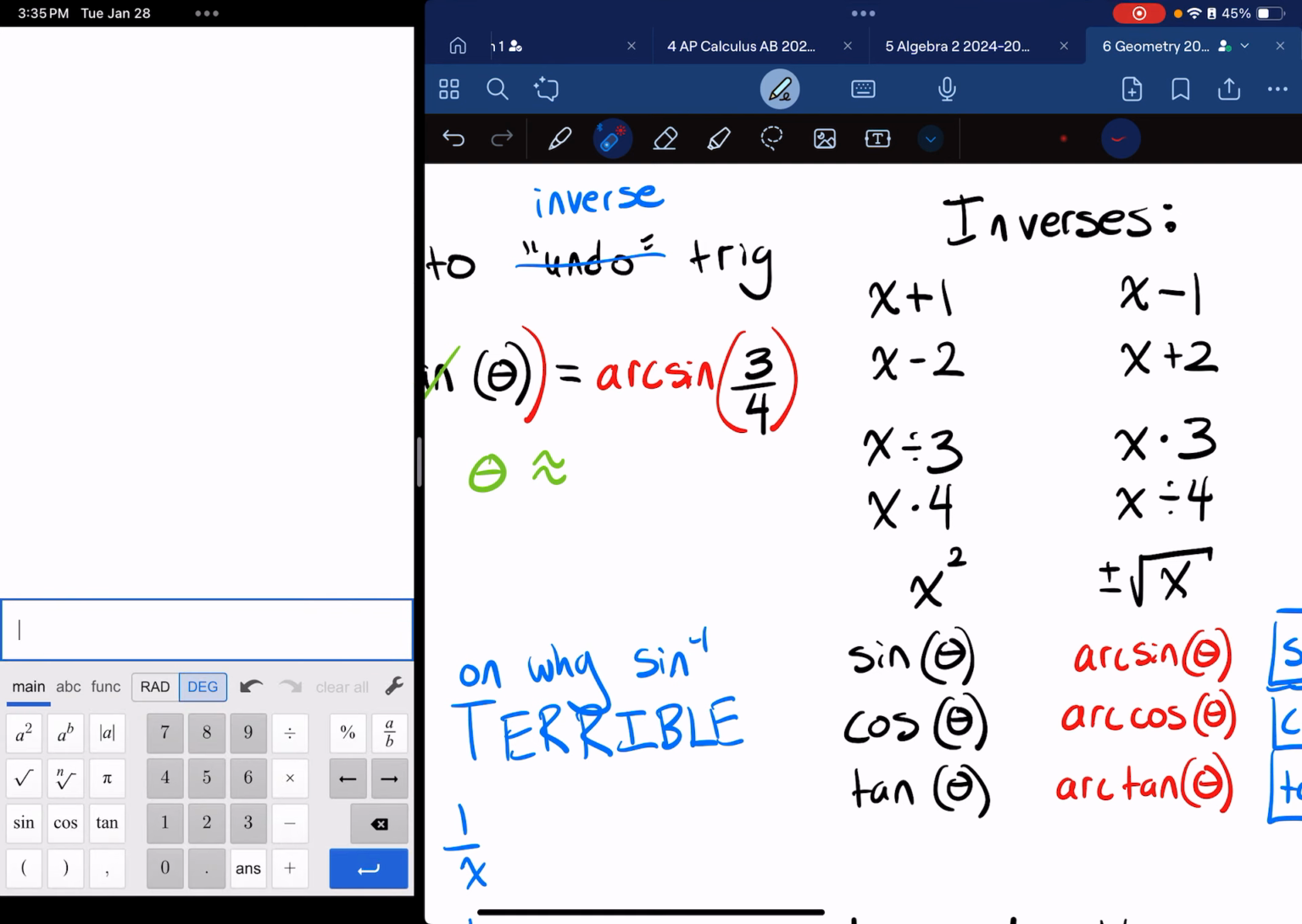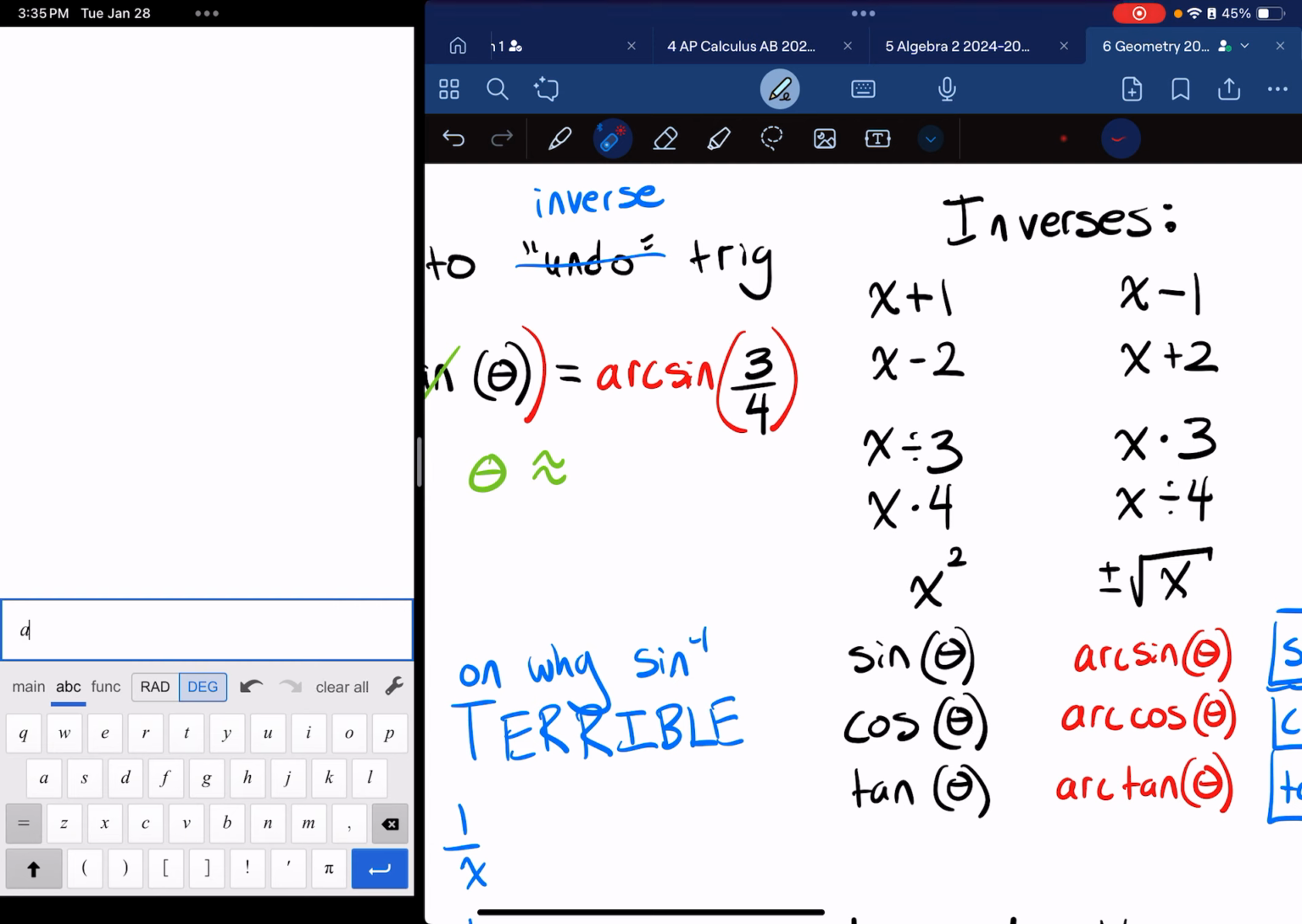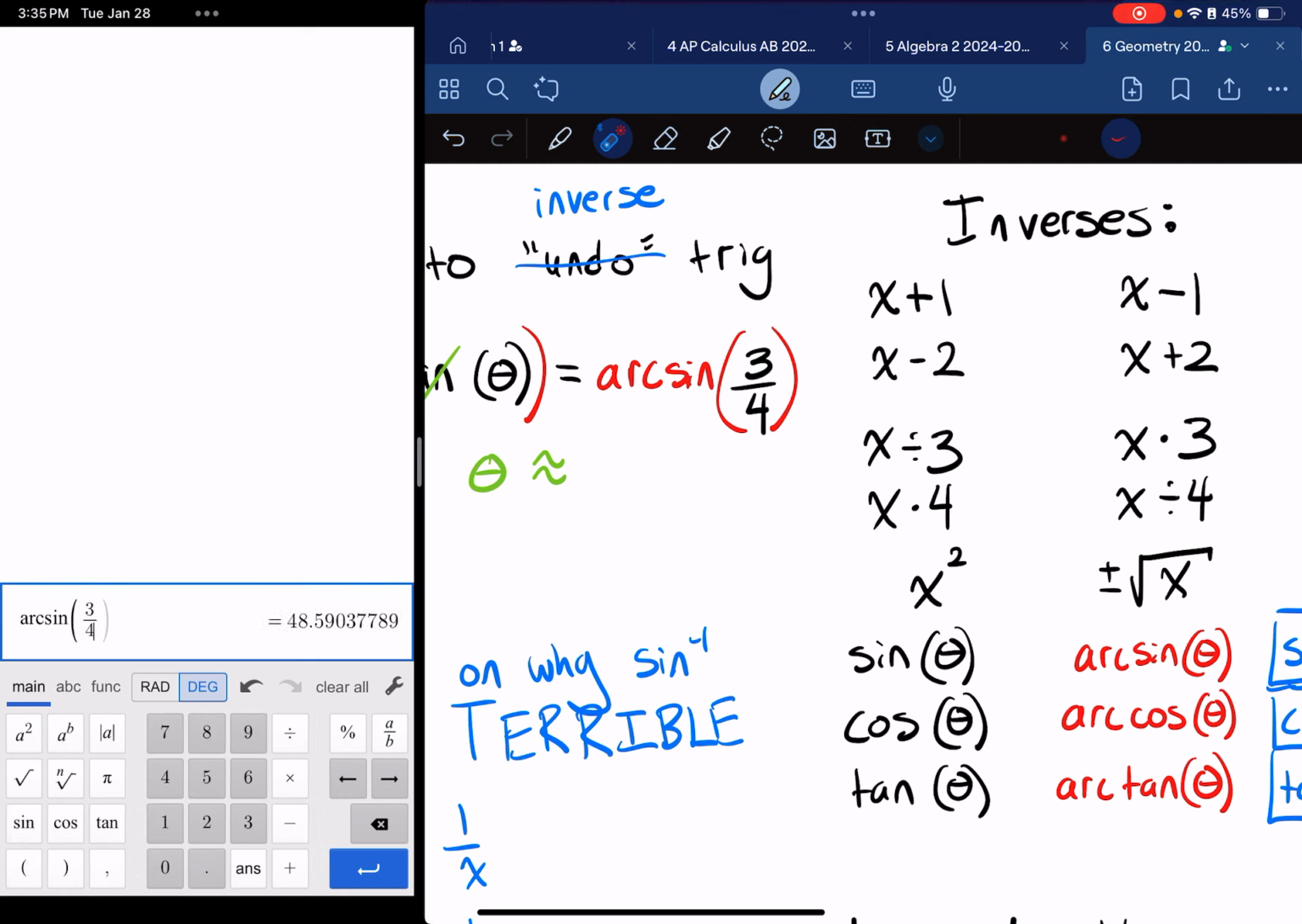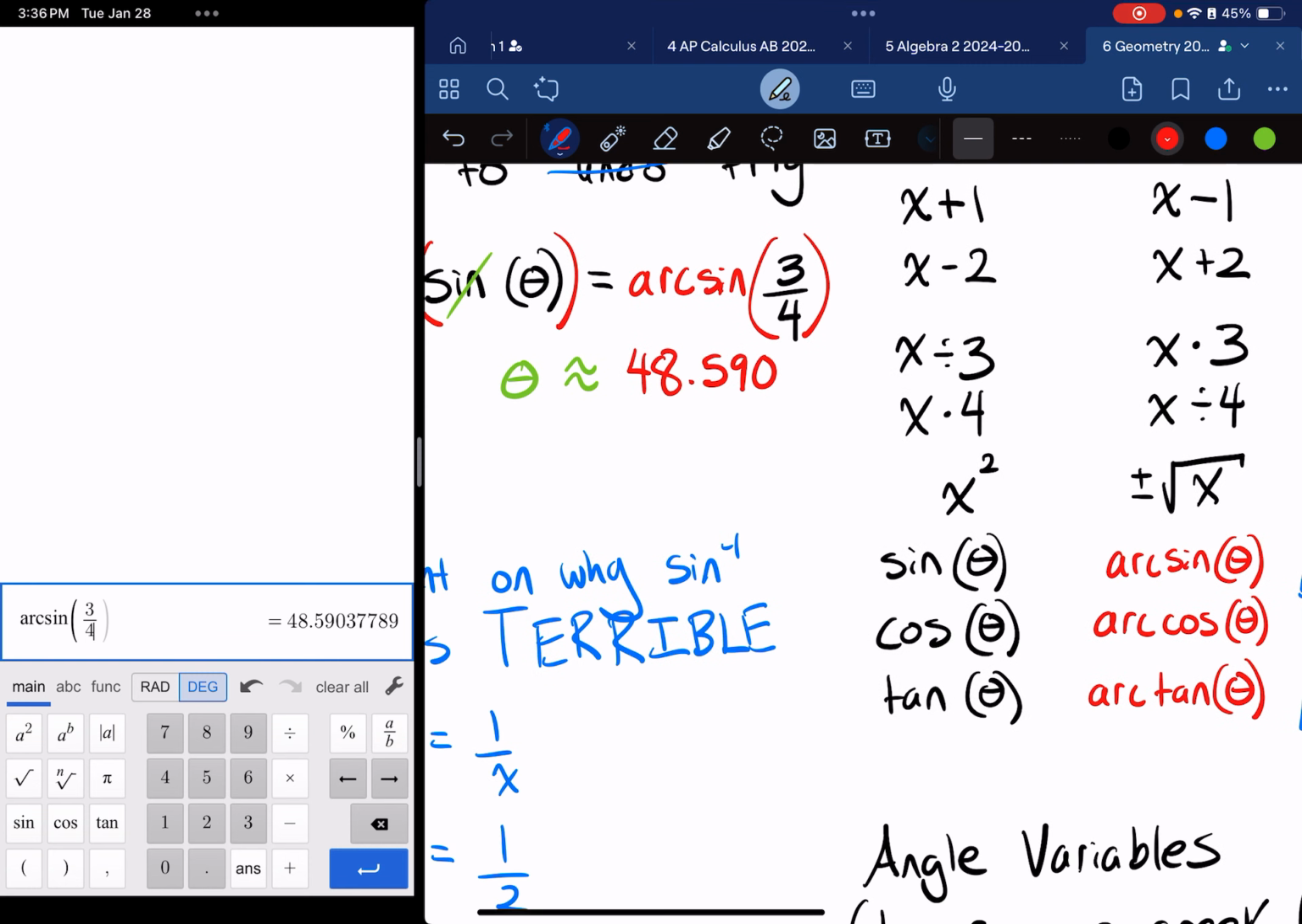So over here, I'm just gonna literally type in arc sine, and you can see the text is italicized, and then as soon as I type in the end, it's not italicized, it's like normal text. That means I have identified it as a function, and you're gonna type in the fraction here, 3/4. And this is going to be approximately 48.590. So in this homework assignment, we are going to round to the nearest whole degree, which means in my case, my theta is going to be rounded to just 49 degrees.